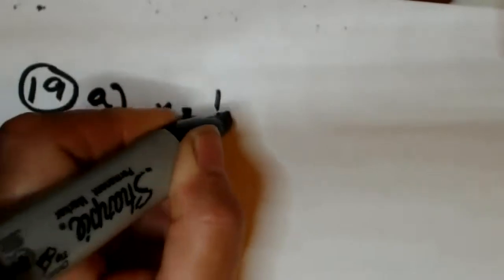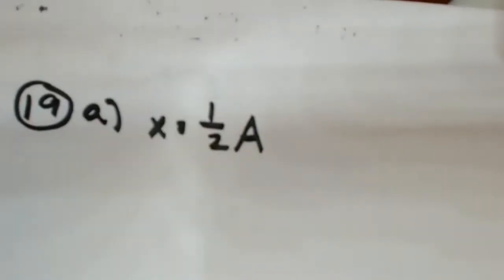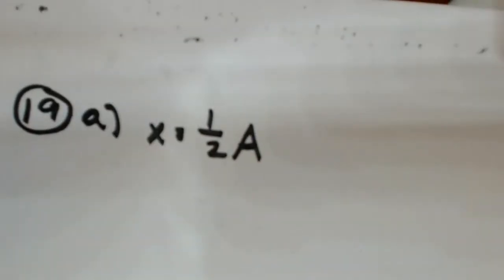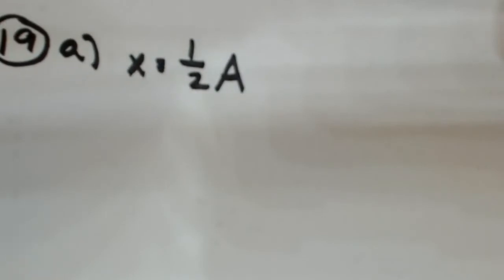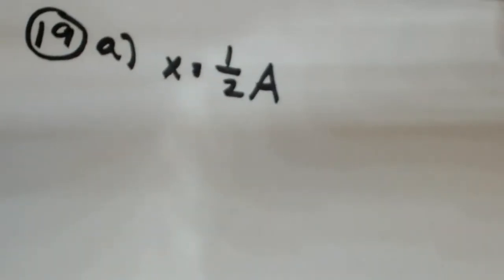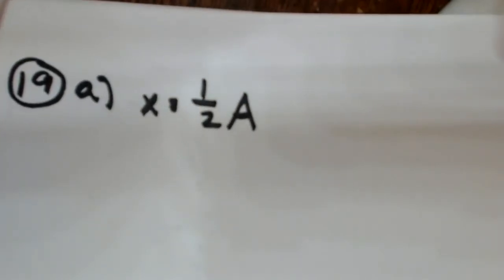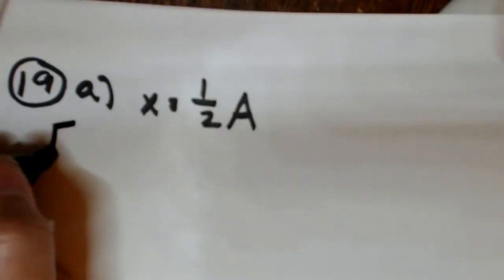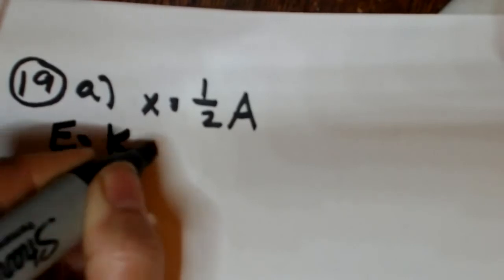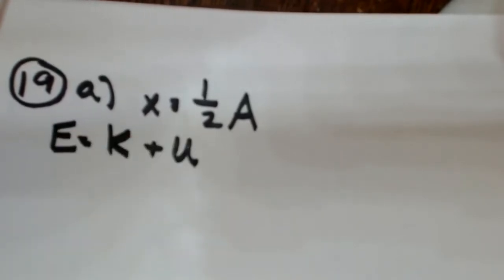All right. It wants to know when X is equal to 1/2 A. So I'm at 1/2 the amplitude of the motion. So I'm halfway back to equilibrium. Okay. Now, it wants to know what fraction is potential energy and what fraction is kinetic energy. So the total energy, remember, E is your kinetic energy plus your potential energy. And I use U for potential energy. I don't know what your other teachers used, but that's usually what I call it.